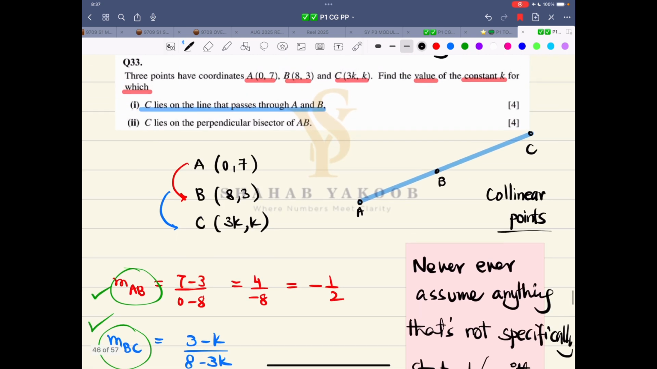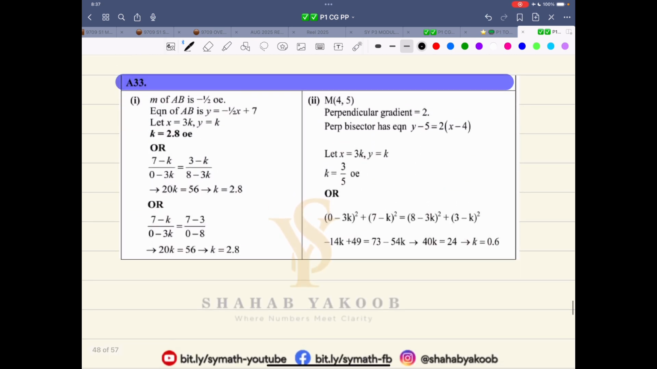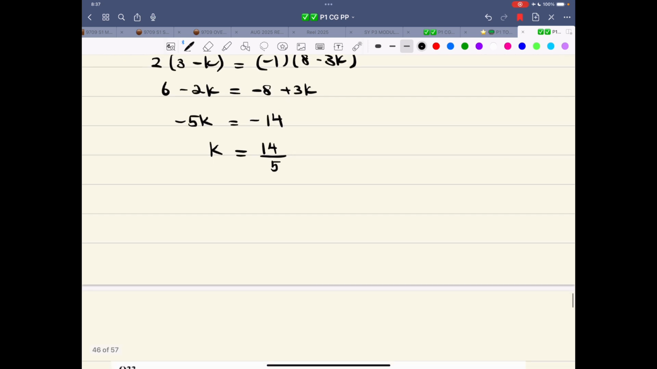Are they asking us the value of k? Yes, they are asking us the value of k. And there it is, that is 14 over 5, which I have written as a fraction. It's written as a decimal over here. Now, a lot of people, they ask this question. Let me write 14 on the inside. Let me write 5 on the outside.